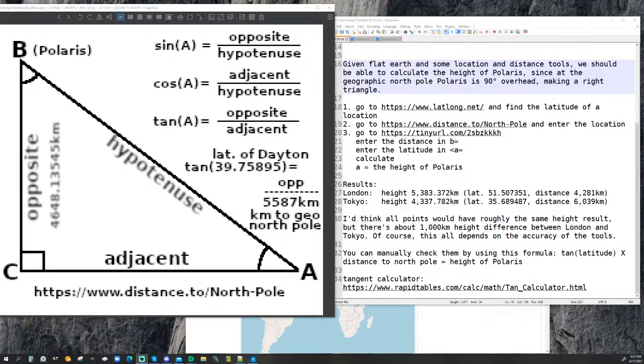Anyway, so Polaris is a fixed point. And at the North Pole, Polaris is 90 degrees overhead. That's how we know where the geographic North Pole is.